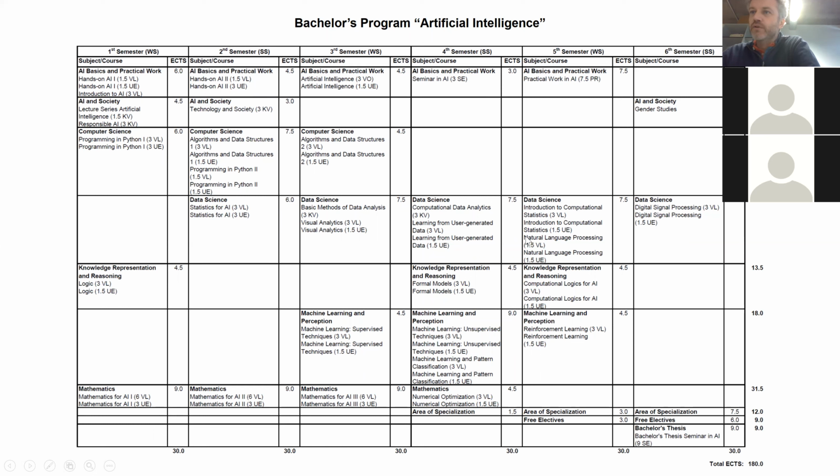Then we have the subject on knowledge representation and reasoning, with logics and formal models. It comes to these reasoning and planning topics in AI. And then we have a heavy focus on machine learning and perception. You will learn about the most basic techniques, the supervised techniques, where neural networks are also taught, unsupervised techniques, machine learning and pattern classification, and reinforcement learning. So here you will cover the machine learning and neural networks part of artificial intelligence.